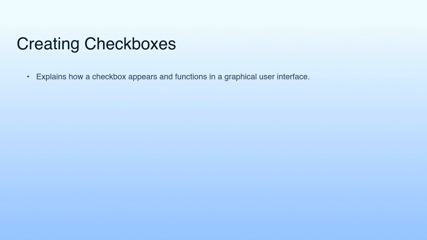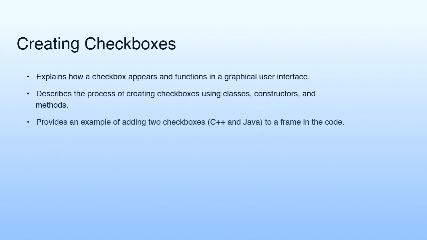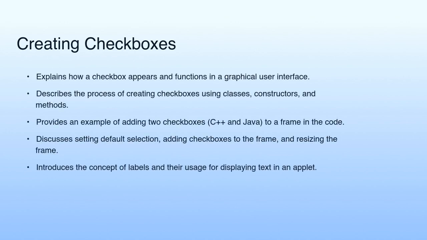Checkboxes in a graphical user interface allow users to select or deselect options. Creating checkboxes involves instantiating them using classes and constructors and customizing their properties using methods. An example demonstrates adding two checkboxes labeled C and Java to a frame. Steps include setting the default selection, adding the checkboxes to the frame, and resizing the frame to accommodate them. The concept of labels and their usage for displaying text in an applet is also introduced.